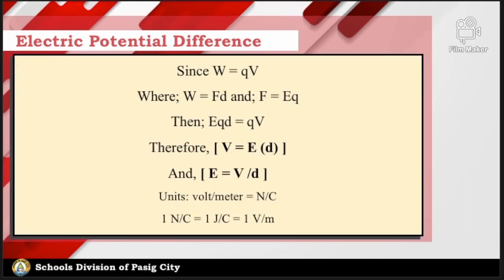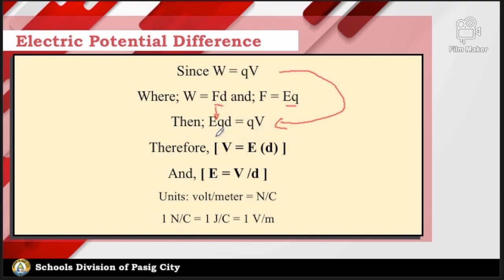Since work is equal to charge multiplied by the electric potential, we say that work is also equal to force times distance, and the electric force is equal to the electric field strength multiplied by the charge. Then we substitute the equation for force, wherein force is equal to electric field multiplied by the charge multiplied by the distance is equal to charge multiplied by electric potential.